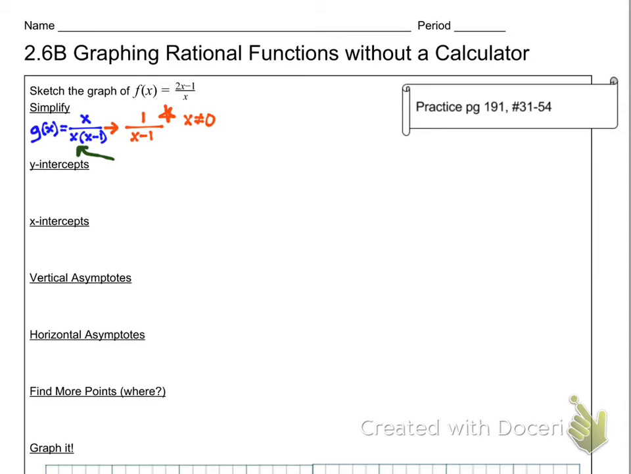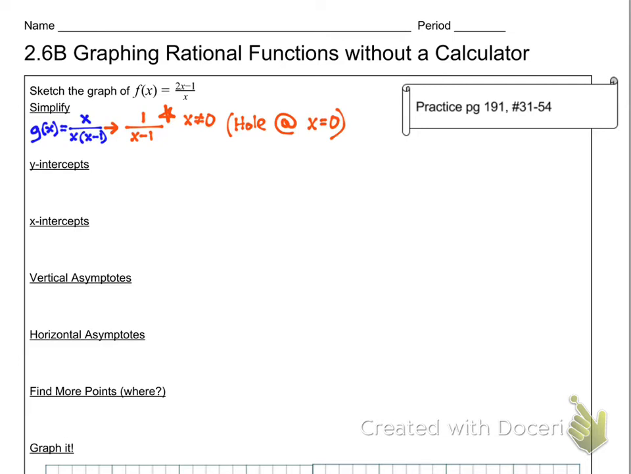So the way I'm going to represent that is I'm going to put here, caution, the domain cannot include 0. I'm not allowed to plug in 0 into this function. So x cannot be 0. What that's going to do is when you graph this later, that's going to make a hole at x equals 0. Whatever y value that would be, it's going to make a hole.